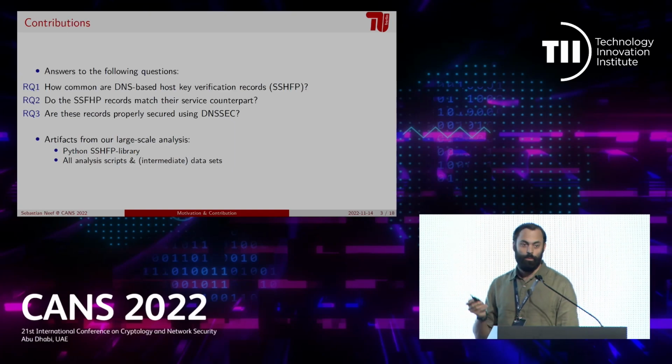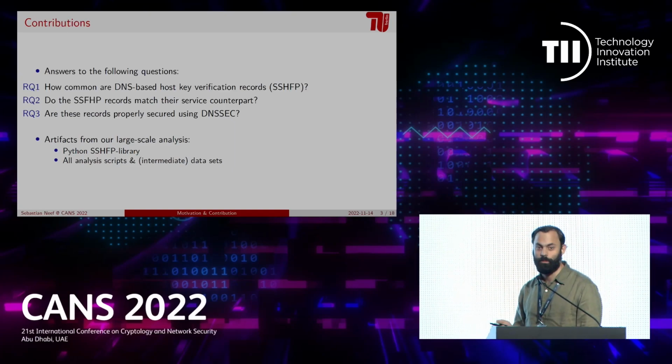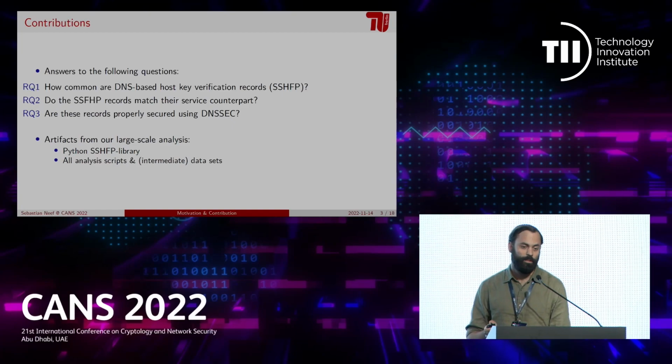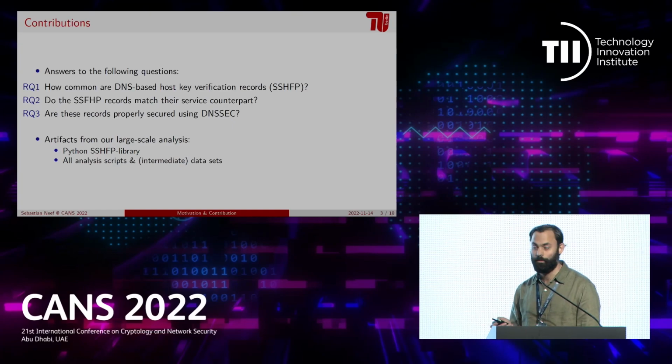And obviously, we publish all the artifacts that we collected during our research, so all the code will be online, all the intermediate datasets will be online to facilitate further research in the future, maybe to repeat such a measurement and draw some conclusions from new numbers. And we also produced an SSHFP Python library which complements other DNS Python libraries.